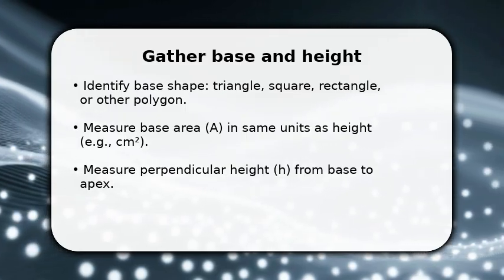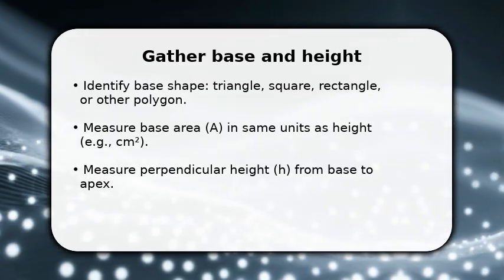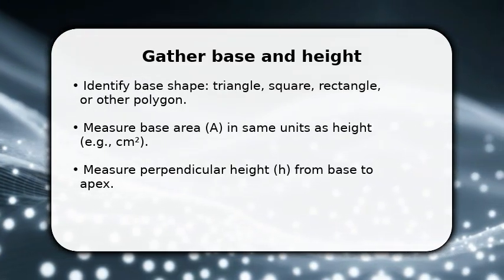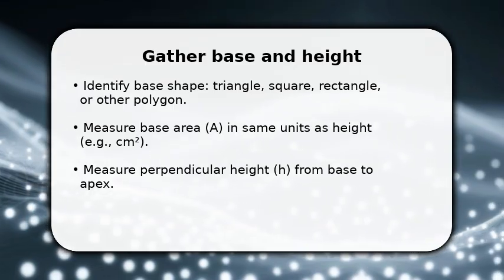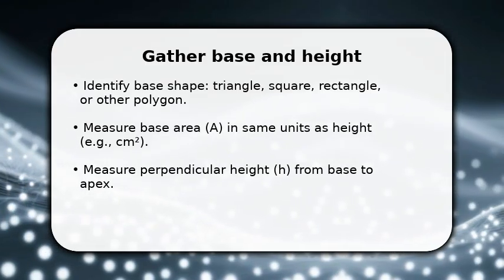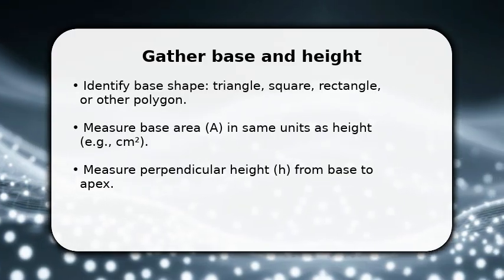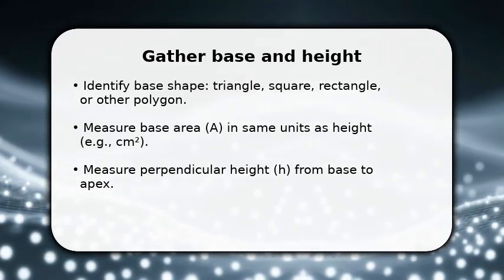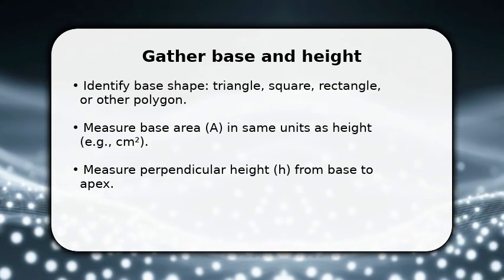Once done, convert all measures to the same units so A and h match. Make sure to use the base area formula appropriate to the polygon. For example, use 1/2 base height for triangular bases, because an accurate A sets up the correct volume.